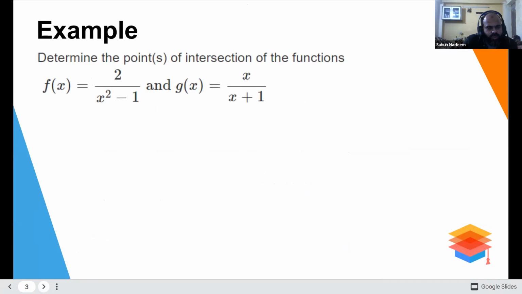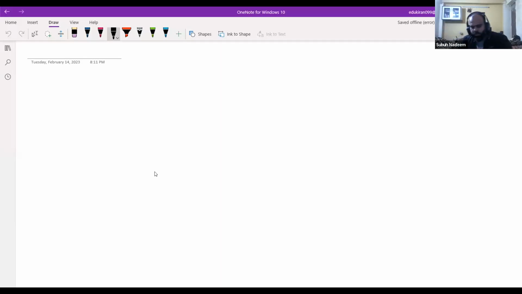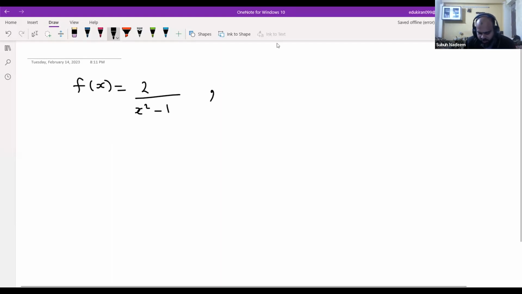So determine the points of intersection of the functions. You will tell me the functions and I'll tell you how to proceed here. First function is your f of x is equal to 2 by x square minus 1. And another one is g of x equals x by x plus 1, right? Fine.